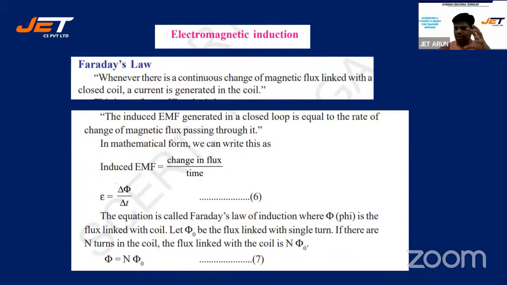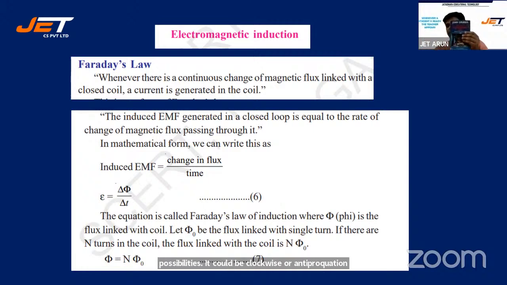See, we said current is generated in the coil. Now, let's say this is a coil. If current flows, there are two possibilities, clockwise or anti-clockwise when seen from your side. If it is clockwise from your side, it's anti-clockwise from my side. But there are two possibilities, clockwise or anti-clockwise. That direction is determined by Lenz law.